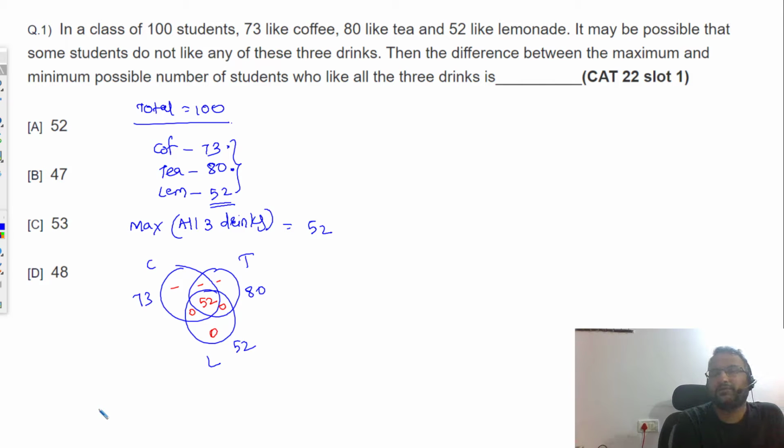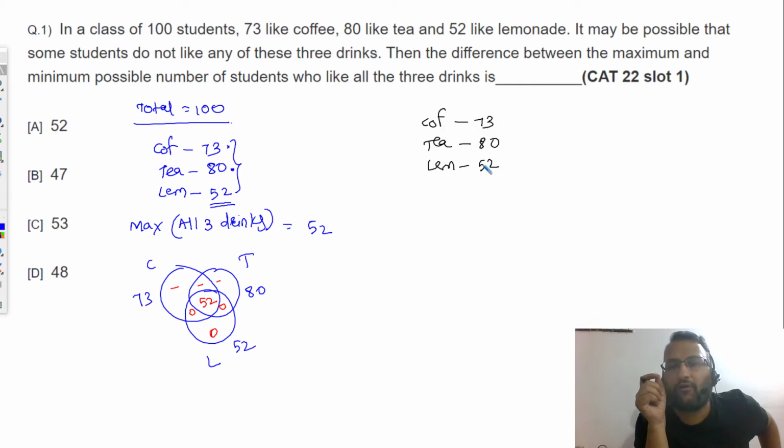So likewise, we can say that the maximum number of people who like all 3 drinks is the minimum of these 3 numbers, that is 52. More than 52 they cannot like all 3 drinks. More than 52 is not possible. So now the minimum number of people who like all 3 drinks. So now over here what we need to do is coffee, it's 73, tea is 80, and then lemonade is 52. Let's say we are having 73 tokens of coffee, 80 tokens of tea, and 52 tokens of lemonade.